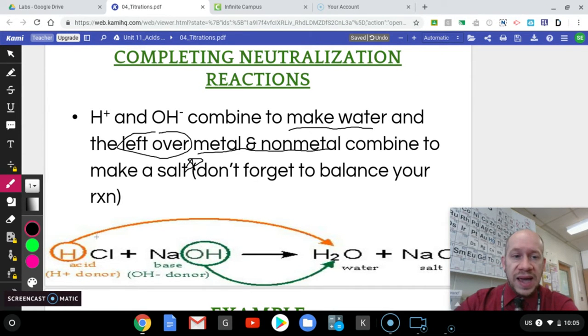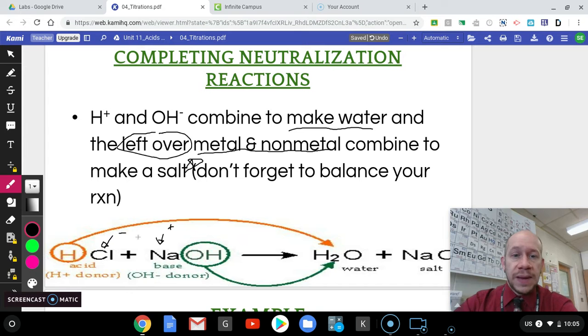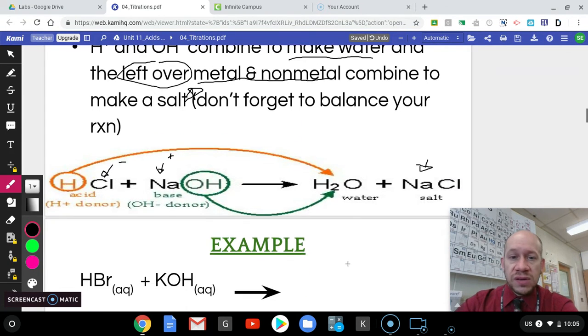So for example, when I add HCl plus NaOH, our acid and the base, together, the H from the acid and the OH from the base combine to form H2O. And what's left over, the Na, which is positive, and the Cl, which is minus, combine together to make our sodium chloride. Remember, always write the metal first.